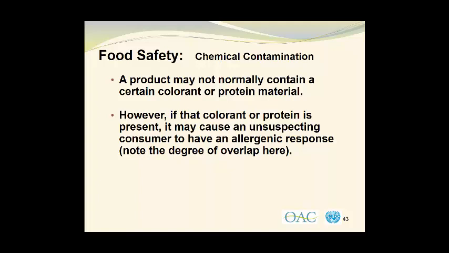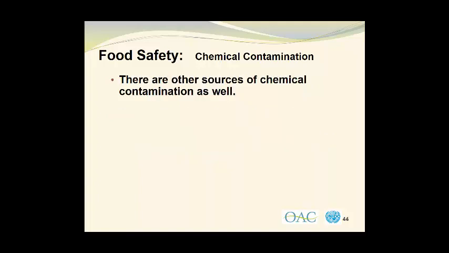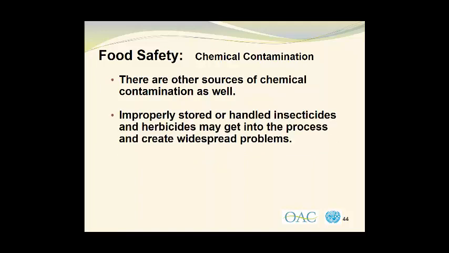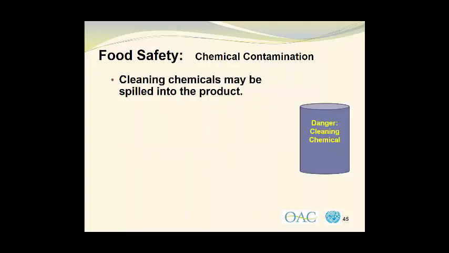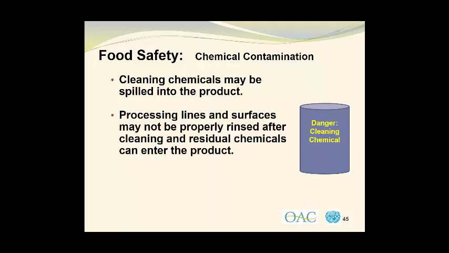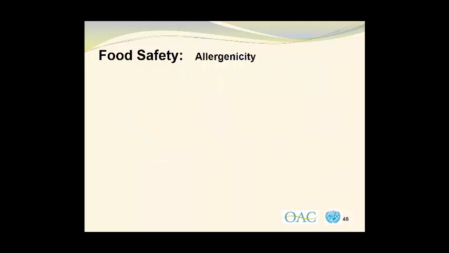And of course, there is going to be a degree of overlap here between a number of the categories. There are other sources of chemical contamination as well. Improperly stored or handled insecticides or herbicides may get into the process and create widespread problems. Another example is cleaning chemicals that may be spilled into the product. Processing lines and surfaces may not be properly rinsed after cleaning, and any residual chemicals can then enter the product.